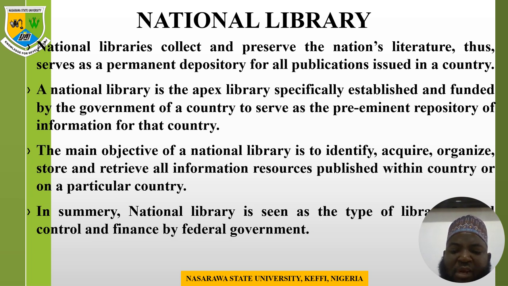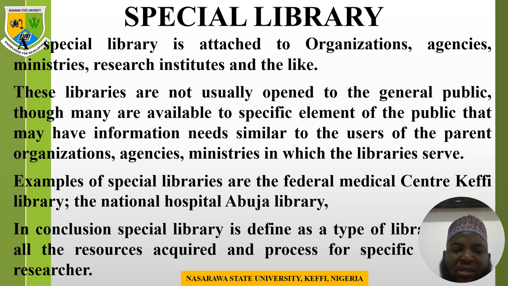In summary, a National Library is seen as a type of library that is owned, controlled, and financed by the federal government, and it's always found in the nation's headquarters, even though it could be found at the state and the local level, but all the staff working there are referred to as federal government workers. The next one is the special library.